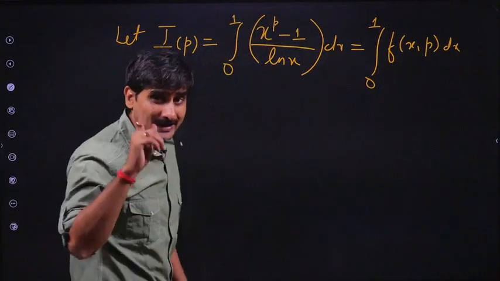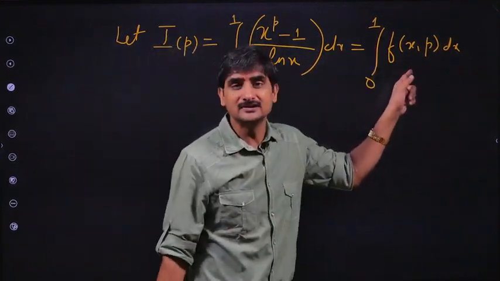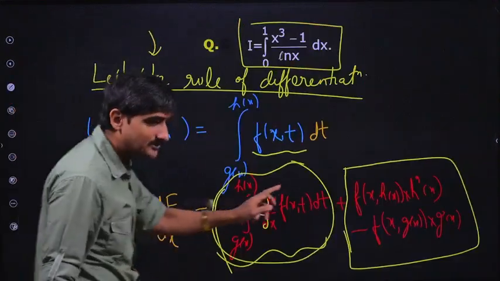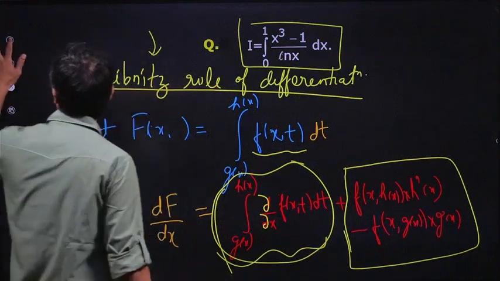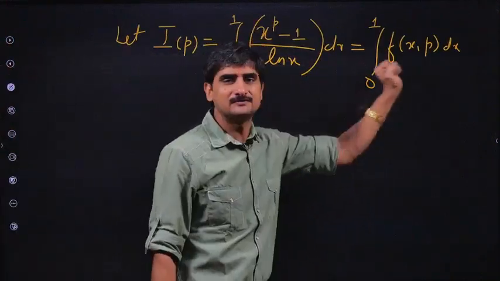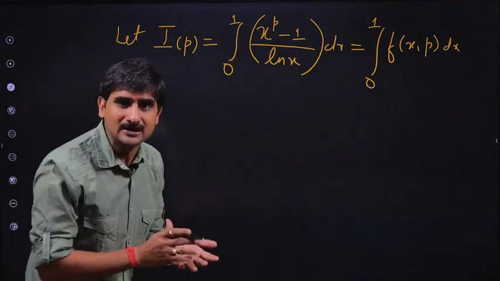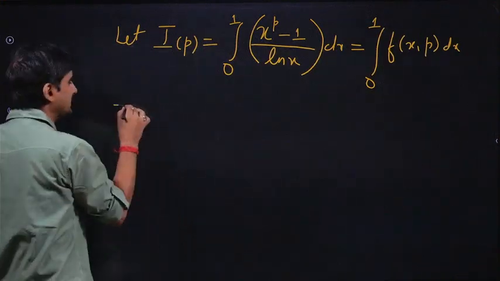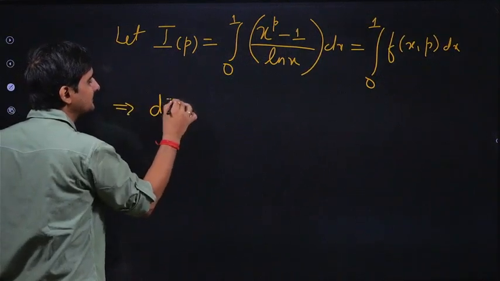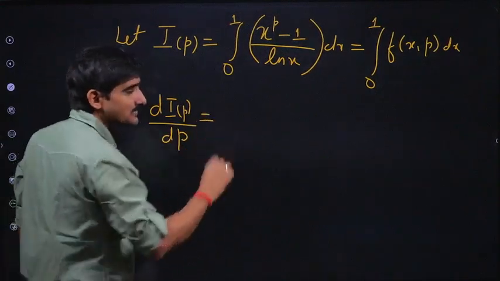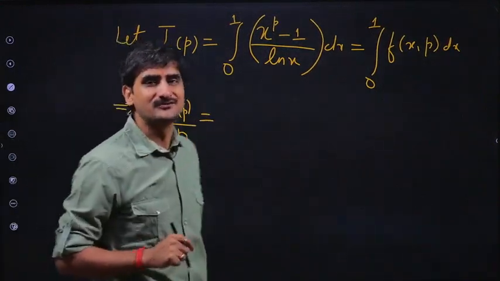dx. The variable of integral is x. Like in the previous, the variable of integral was t. Be very clear. So now this integrand is a function of x and p, and of course the value of the integral I will be overall a function of p. So now differentiating this integral with respect to p, apply Leibniz rule of differentiation.